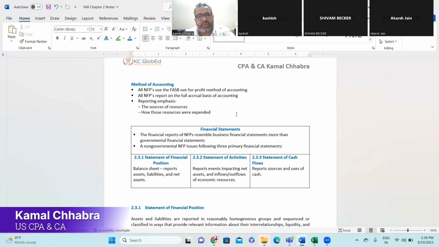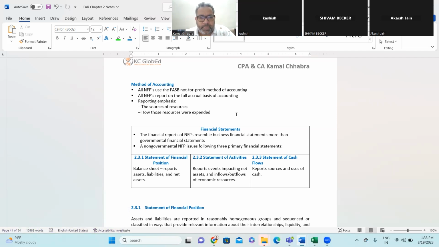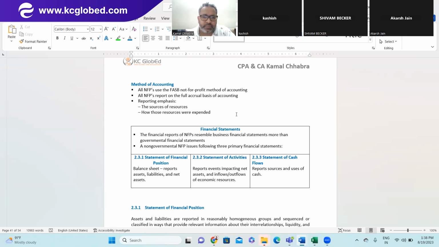So reporting emphasis is on two things. One is sources of resources, that means from where they get the money. Second is how those resources are being utilized, expended, that means expenditure. These two are the focus area in the reporting: from what sources, how much money they are getting, and in what domains or areas they are utilizing the money. So these two are the focus area when we are making the financial statement for a not-for-profit organization.